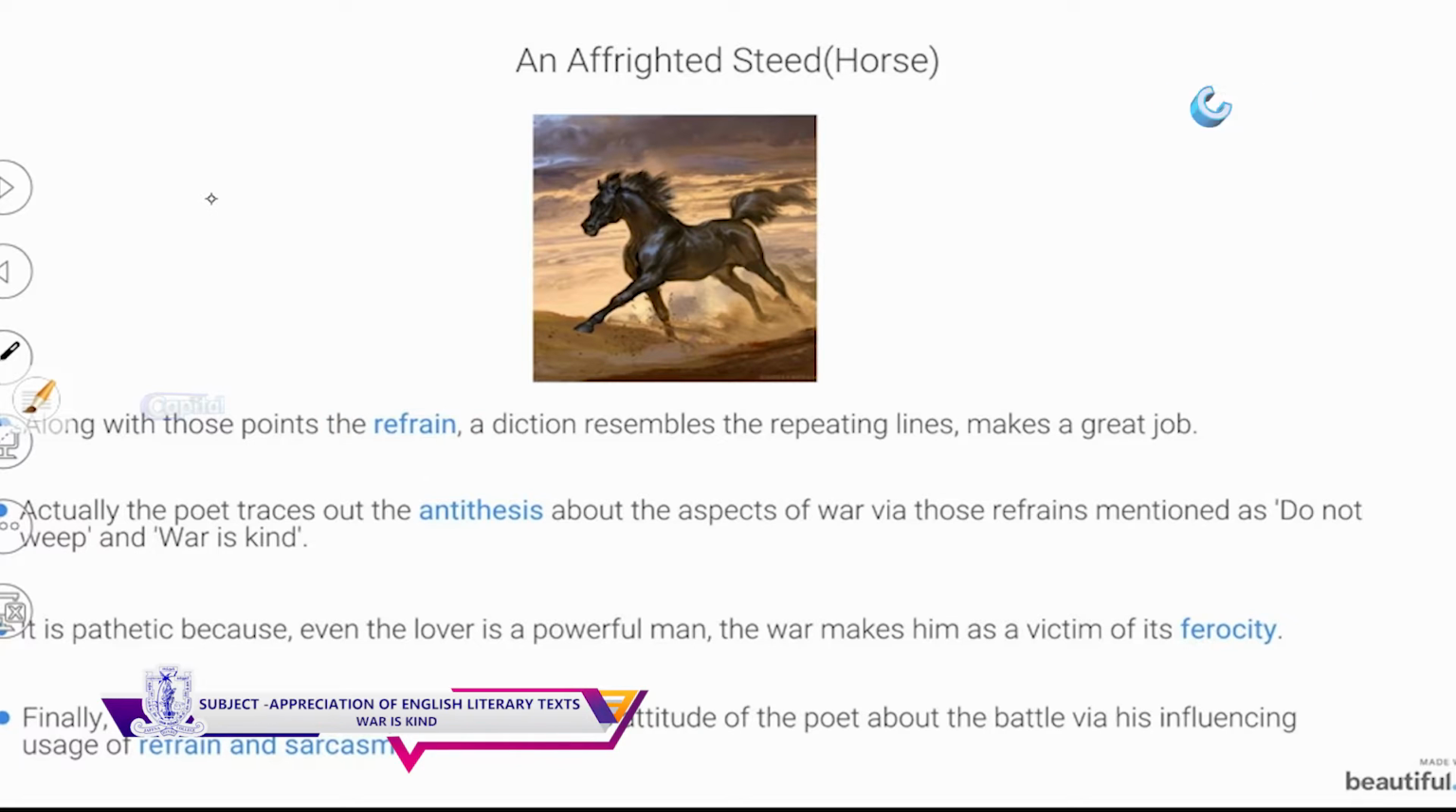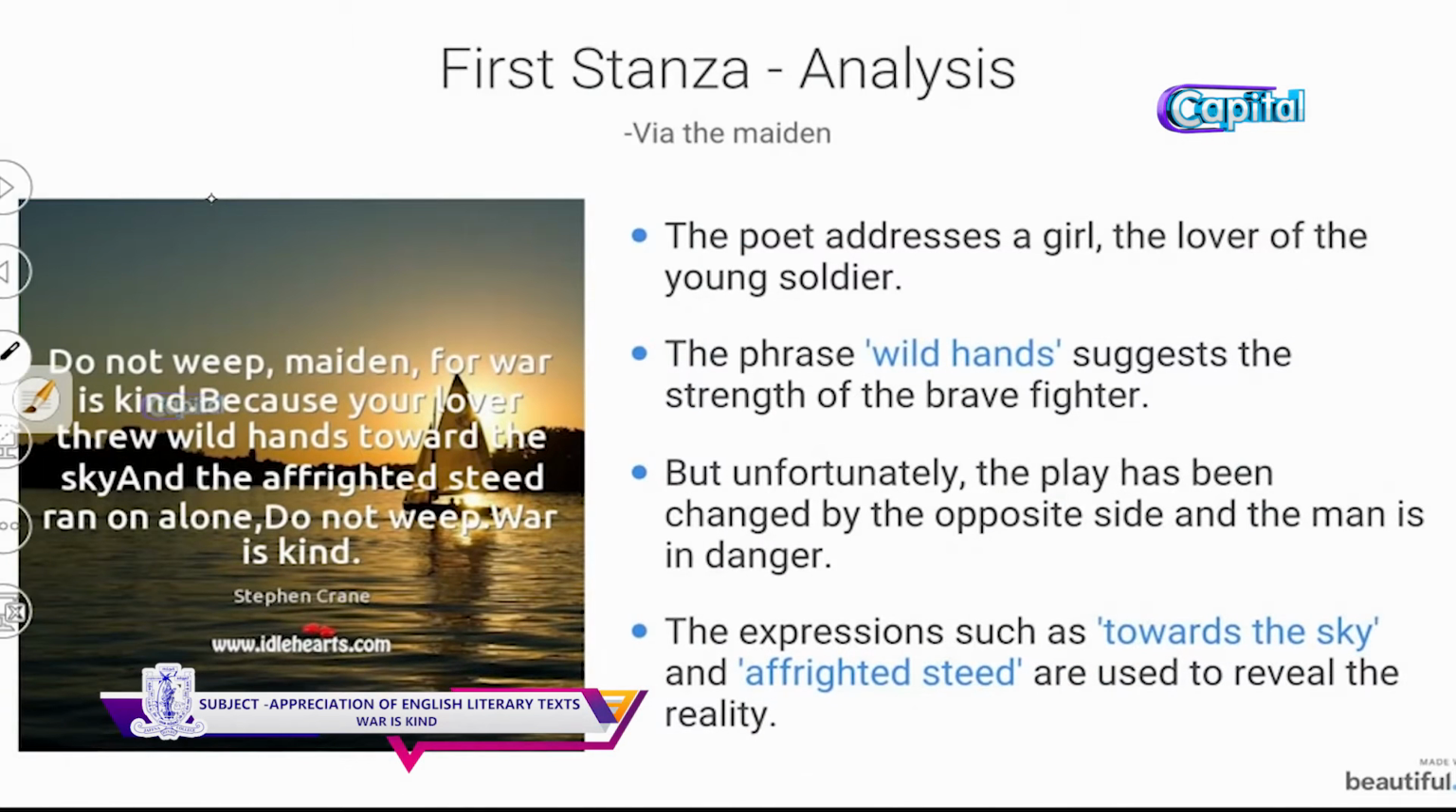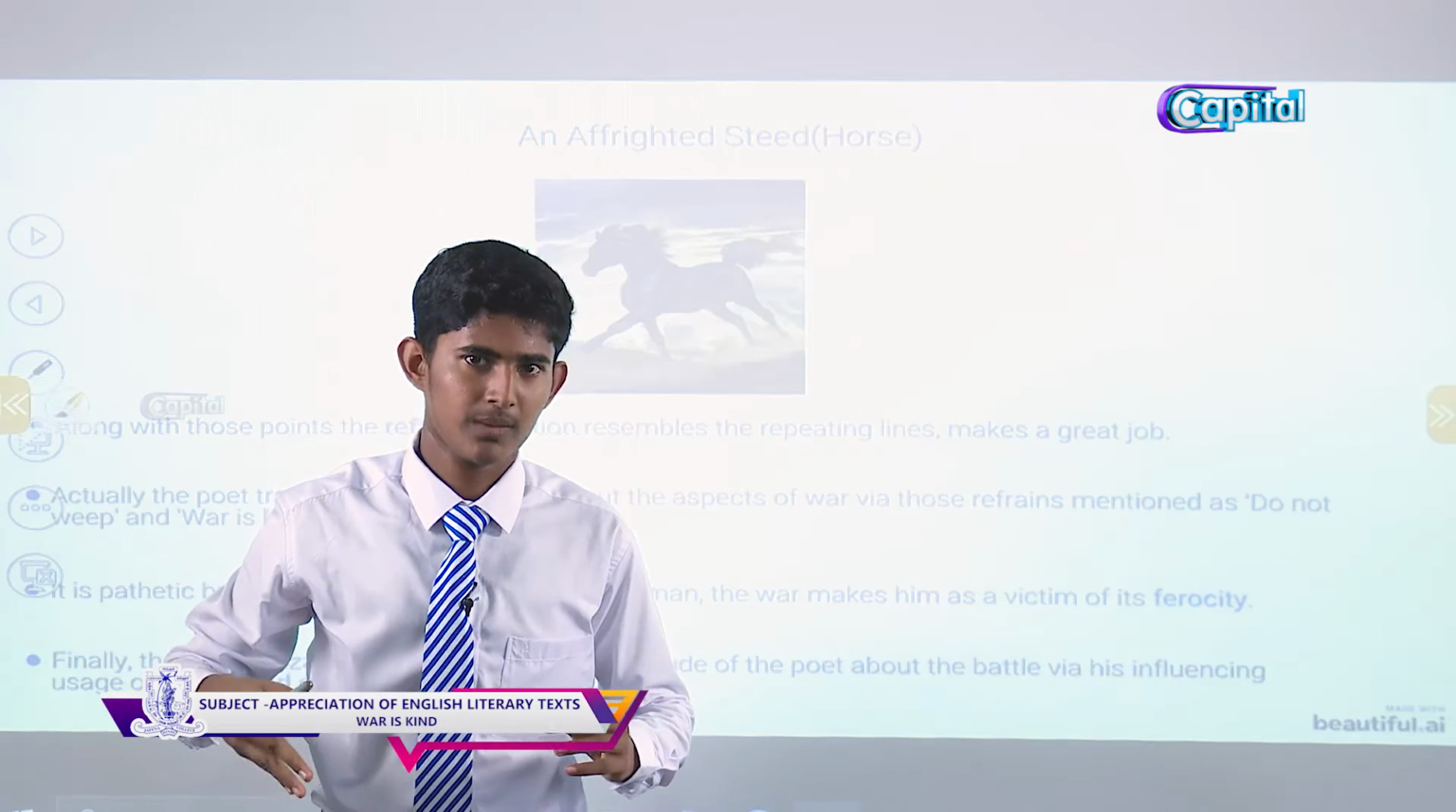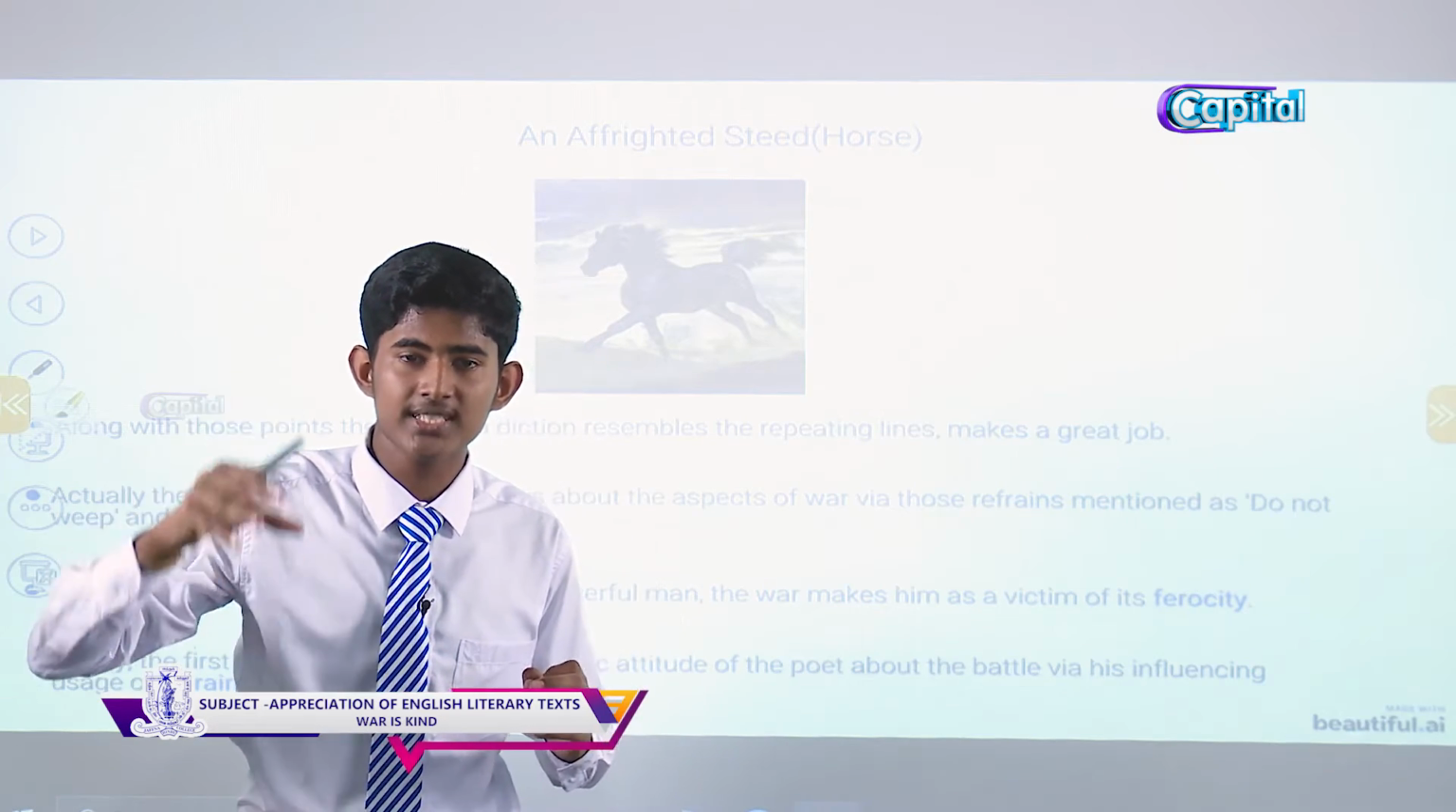So what is refrain? Refrain means repeating of lines. Here we can see, do not weep, maiden, for war is kind. At last also, do not weep, war is kind. These two lines are repeated. What is the reason for this? Because the writer wants to emphasize the fact.